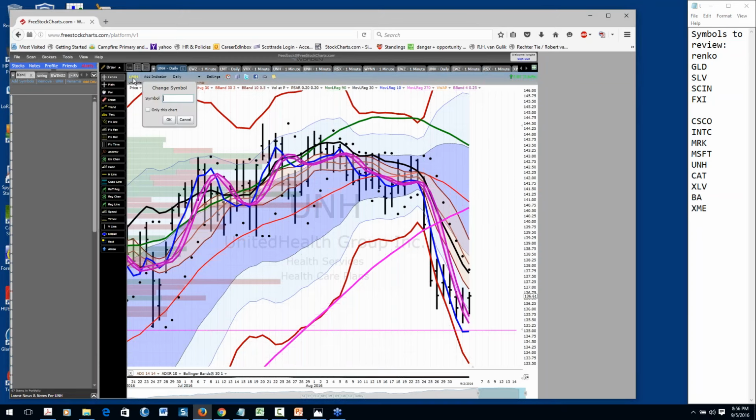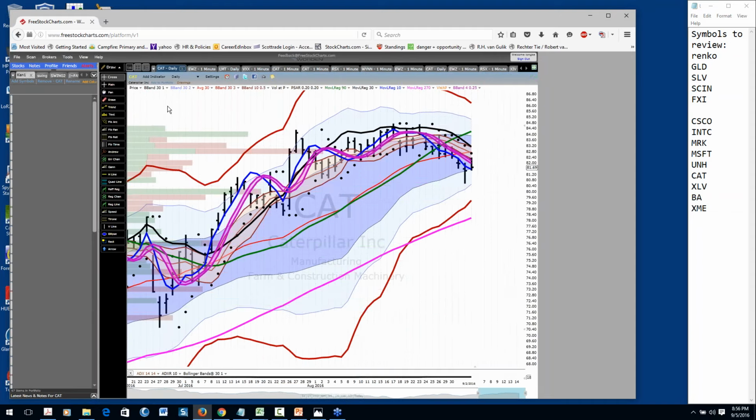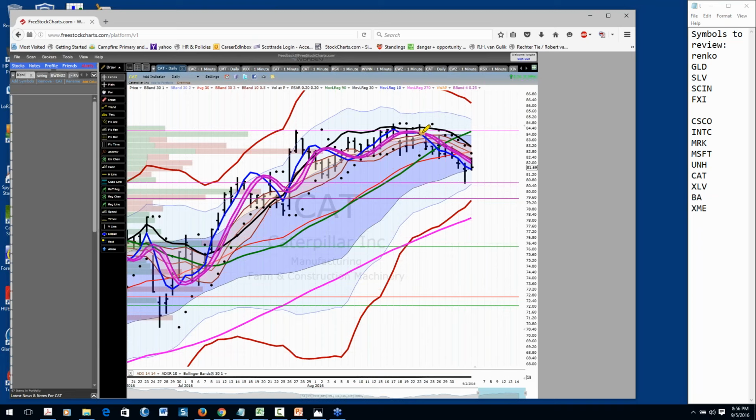Caterpillar, and we're looking to see strength in Caterpillar, just like there was in XLI and XLB, and there has been to a certain extent. You almost have that little head fake out of a Z3 move, where you have 5-day down, and now you have this little 1-day bounce up, and now we're looking for a move to 84.